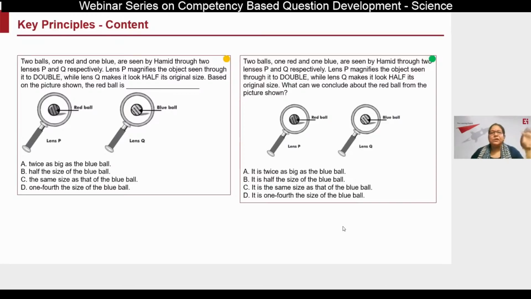what you can see is based on the picture shown, the red ball is, and then the student has no clue of what they're supposed to answer. They have to go to options and come back to the diagrams and then see what is it that is fitting in, versus just a minor tweak. I'm not changing any facts, I'm changing nothing. The only thing that I'm changing here is the way I'm asking the question. What can we conclude about the red ball from the picture shown?